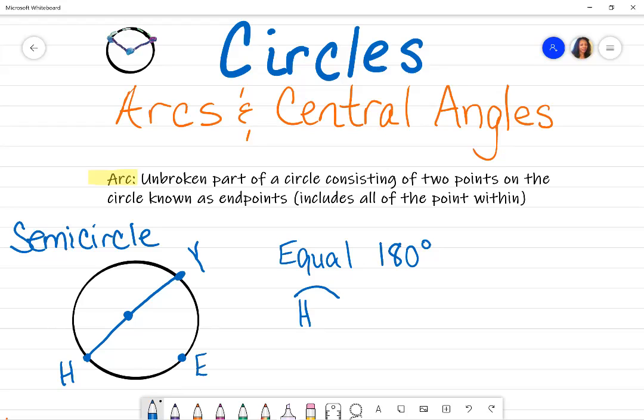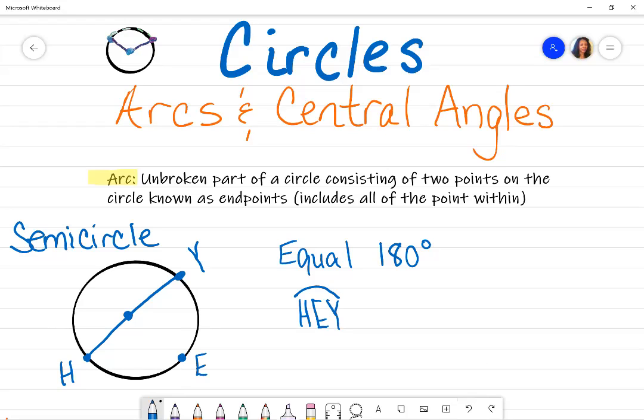What should happen, and it's not always the case, is that when you're naming an arc that's a semicircle, it should have three letters in it. And your endpoints are the first and the last letters. Yeah, that looks a little messy there, but okay.